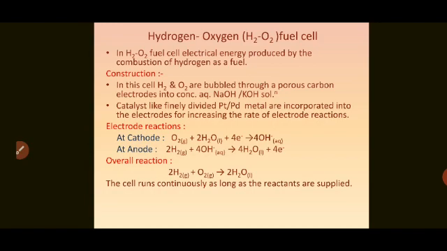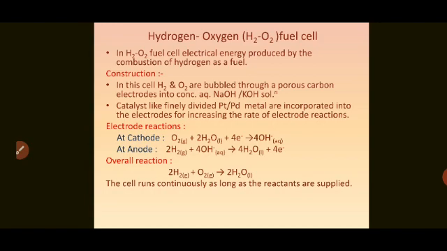Now, how does it work? So, in the hydrogen oxygen fuel cell, electrical energy is produced by the combustion of hydrogen as a fuel. How is it constructed? In this cell, hydrogen and oxygen are bubbled through porous carbon electrodes into concentrated aqueous NaOH or KOH solution. Remember, it is aqueous NaOH or KOH solution, means NaOH or KOH is dissolved in water.